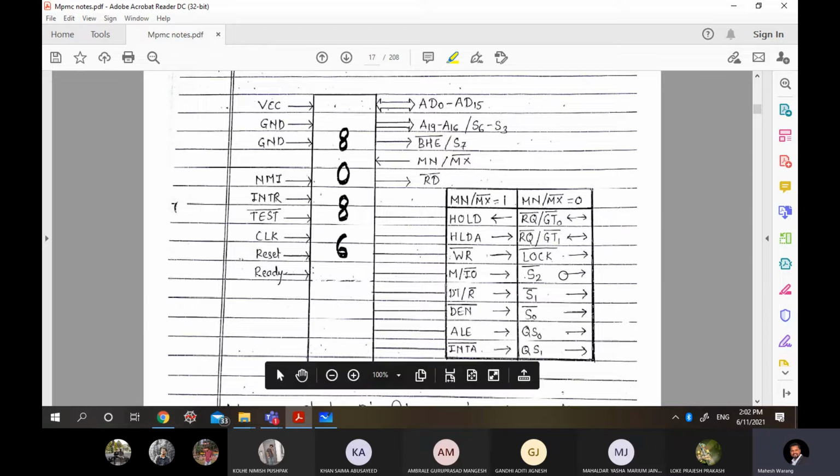Yeah, this will come in picture. But these are also the important pins, right: WR bar, M/IO bar, DT/R bar, DEN and ALE. These are also important. If these are not there, I cannot build my circuit. So how to generate them?